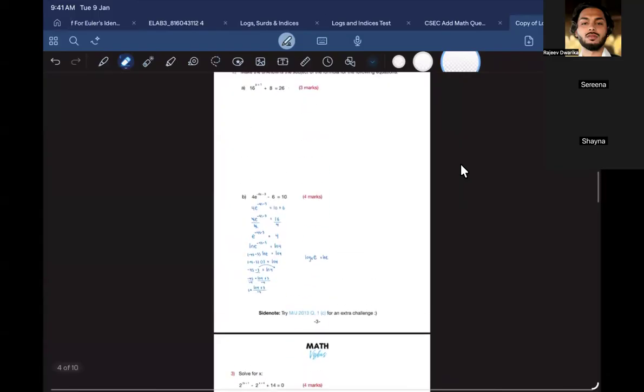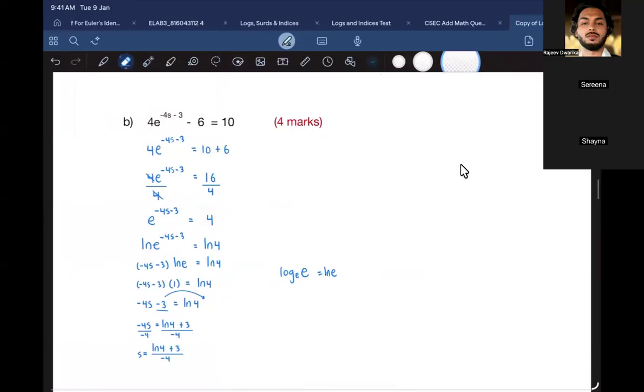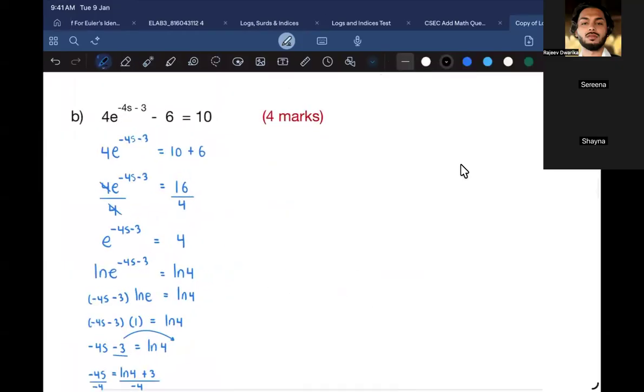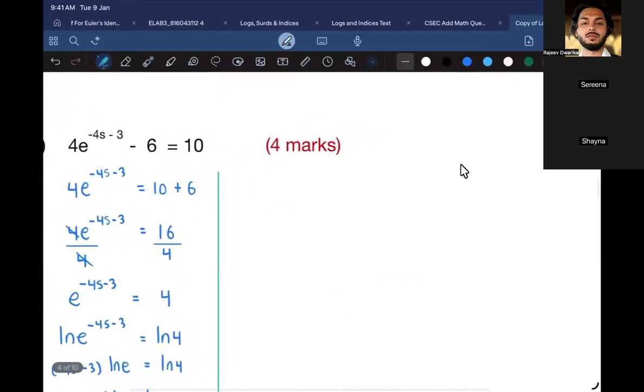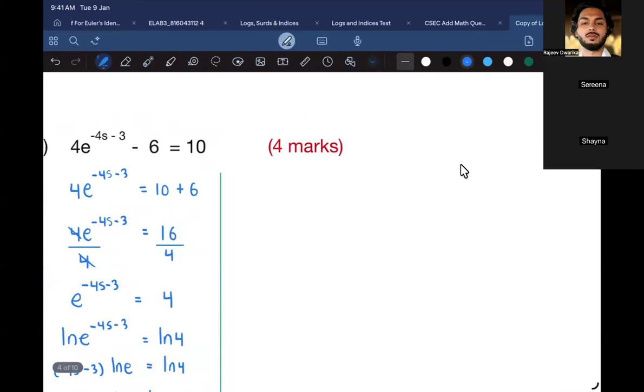Nice. All right. So let me show you another way you could work this question out. That was one way you could do it. Or we could have just applied ln to all of the terms, right? So Serena, help me with this one. If I apply ln to every single thing, what would I end up with? That would be ln 4 e, right? Minus 4s minus 3.